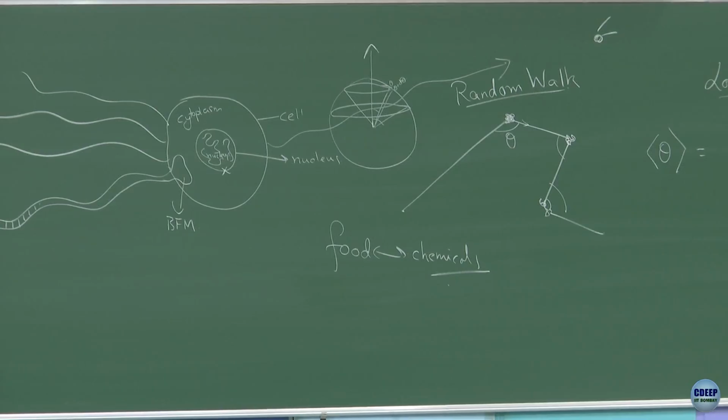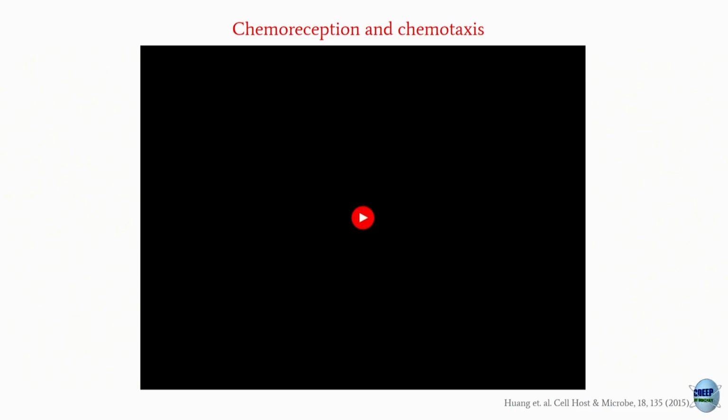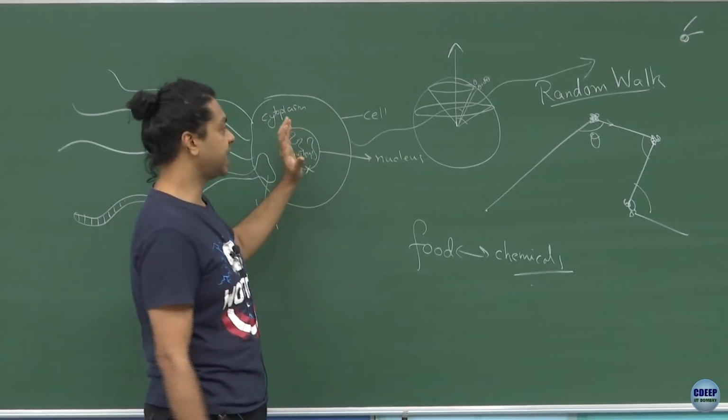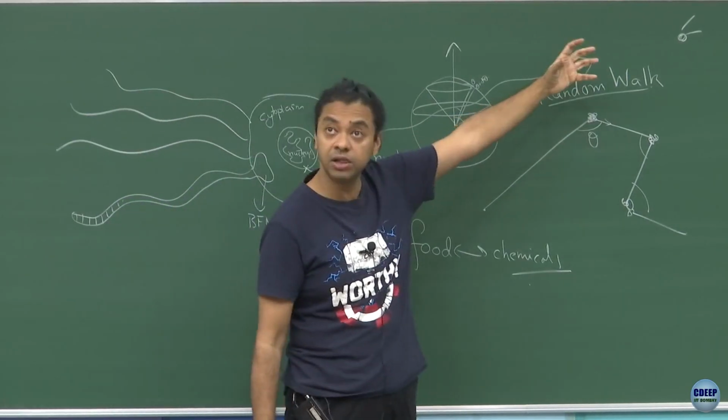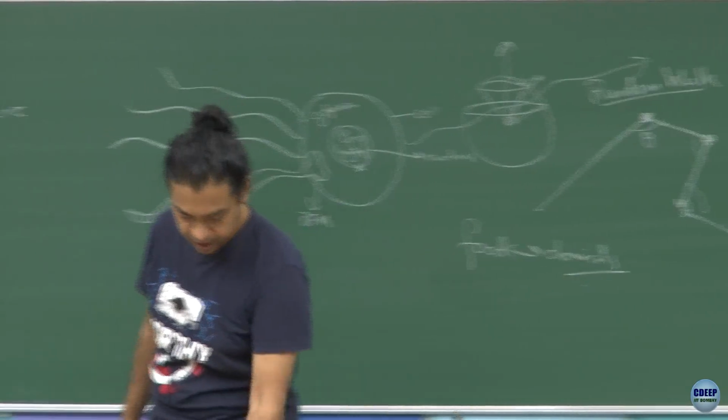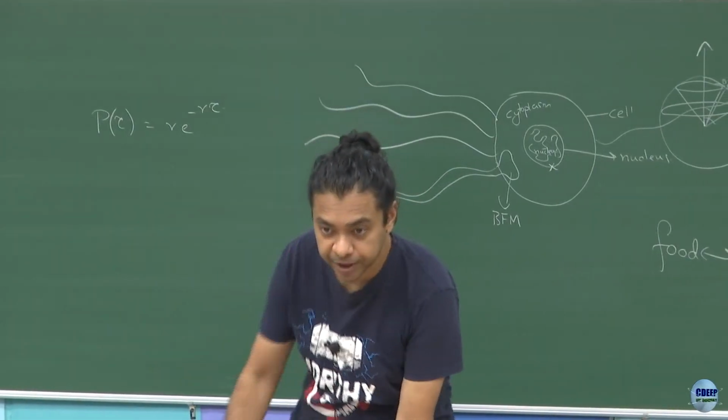And the way it does it is through these sensors on the surface of its cell, which are called chemoreceptors. This sort of motion is called taxis. So, motion in the presence of a chemical is called chemotaxis. Okay. So, here is an example again.